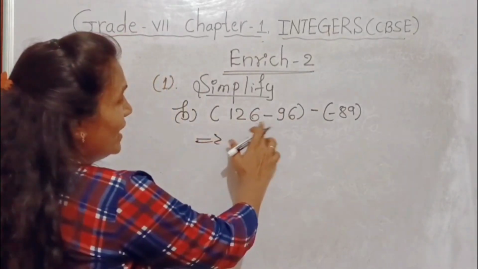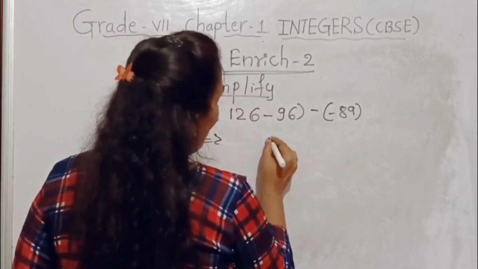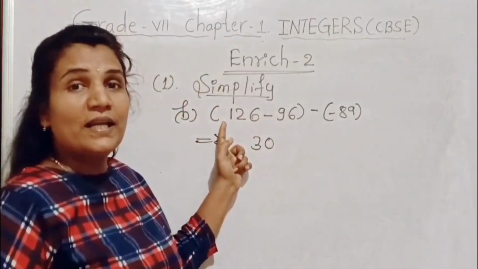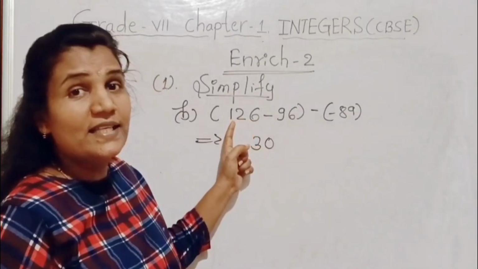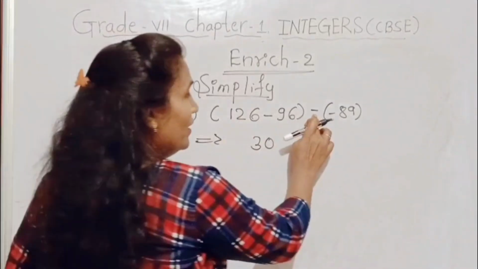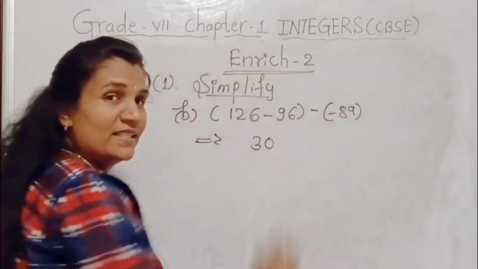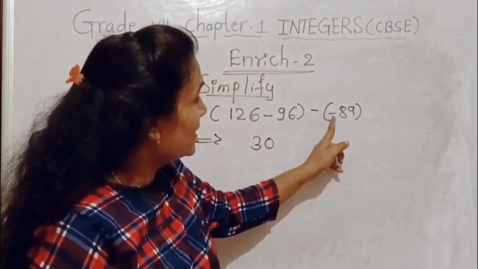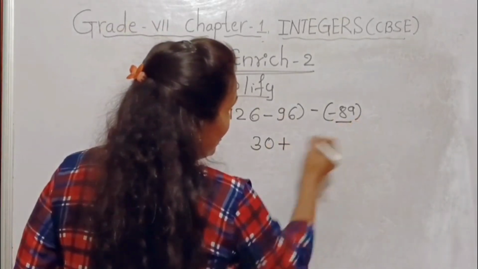Here see, 126 minus 96. We need to subtract these two. 6 minus 6 is 0, 12 minus 9 is 3. Among these two, the bigger number's sign should come. 126 is the bigger integer, and it has a positive sign, so there is no need to keep a plus here. Understood. Come to here. Within the bracket, minus 89. Here again one minus is already there, so we need to multiply that and remove the bracket. Minus into minus is plus. Put plus here and write the number as it is.